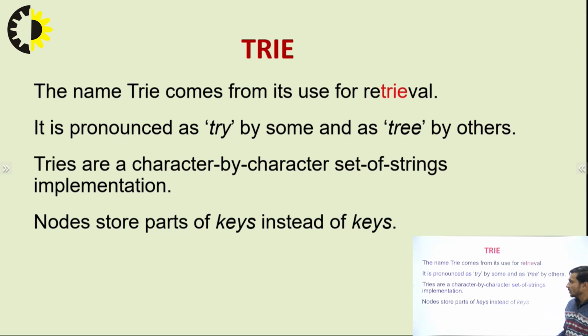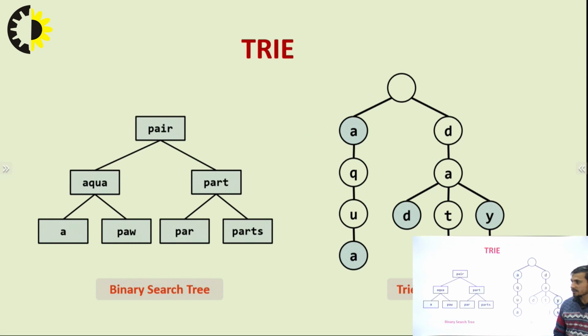The nodes which store the keys have certain parts: we store the character, and we have pointer fields for the left child or right child or whatever it is. We are going to discuss that. Let's take an example. Here we have two structures: the first one is a binary search tree, and the second one is a trie.